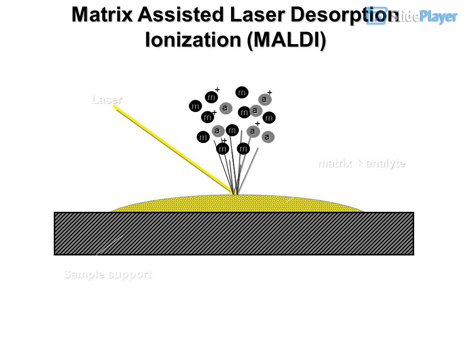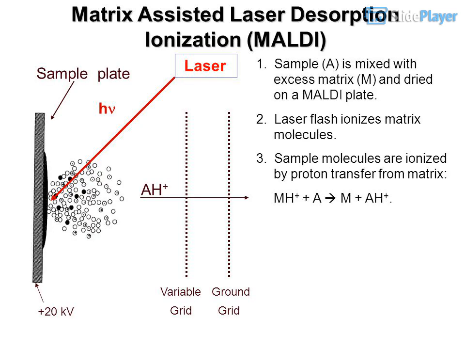A plus M. MALDI plate. Matrix-assisted laser desorption ionization, MALDI. 1. Sample, A, is mixed with excess matrix, M, and dried on a MALDI plate. 2. Laser flash ionizes matrix molecules. 3. Sample molecules are ionized by proton transfer from matrix. MH+ plus A gives M plus A+. Sample plate. hν. A+.